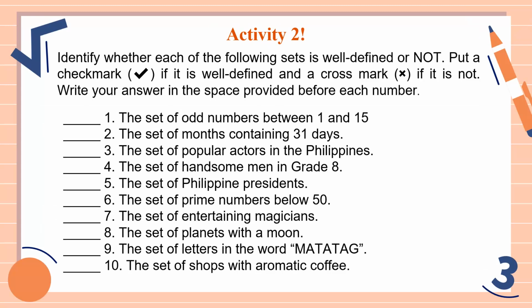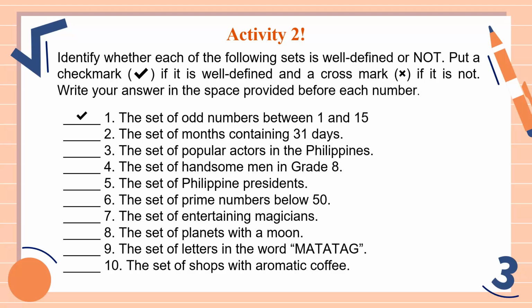All right, so last activity, identify whether each of the following sets is well-defined or not. Put a check mark if it's well-defined and a cross mark if it's not. Write your answer in the space provided before each number. So the set of odd numbers between 1 and 15, what's the answer, class? That's correct. It should be well-defined because we know what those numbers are.